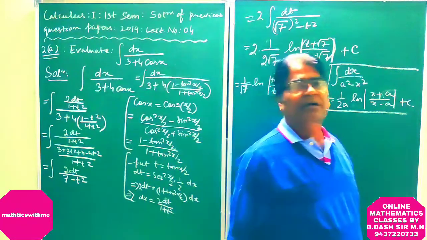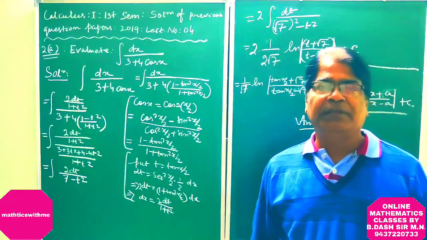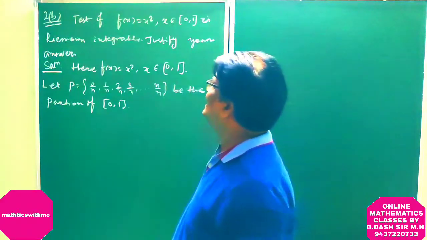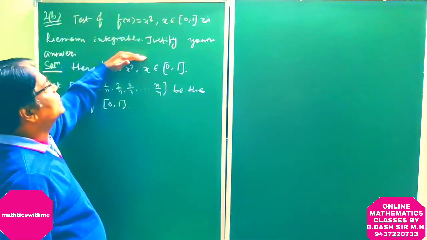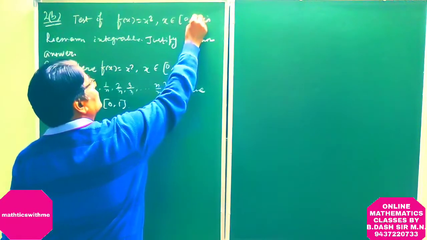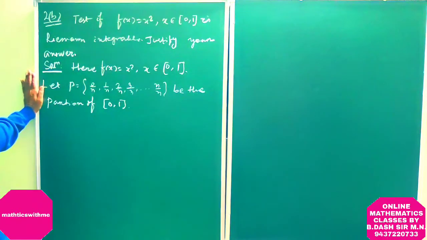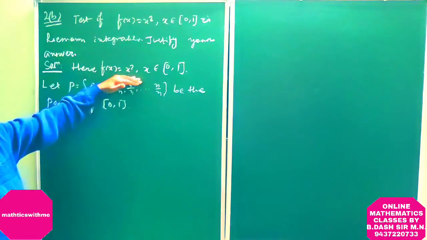Answer. With this, our first problem of this class is solved. Let us proceed to solve the next question. Our next question is: test if f(x) is equal to x square, x belonging to the closed interval 0 to 1, is Riemann integrable. Justify your answer. Here f(x) is equal to x square, x belongs to 0 to 1.